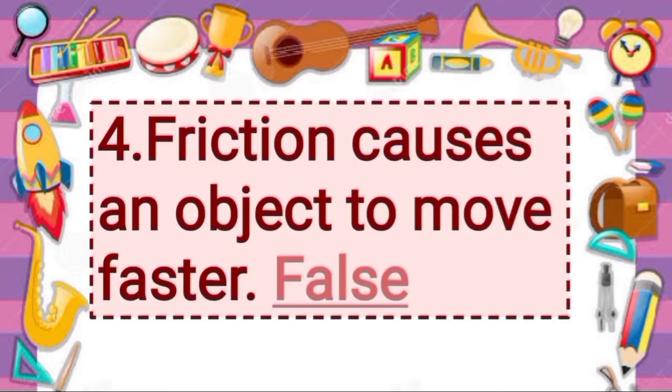Now next, friction causes an object to move faster. So the question is, friction causes an object to move faster. Answer: false. False means the statement is false.